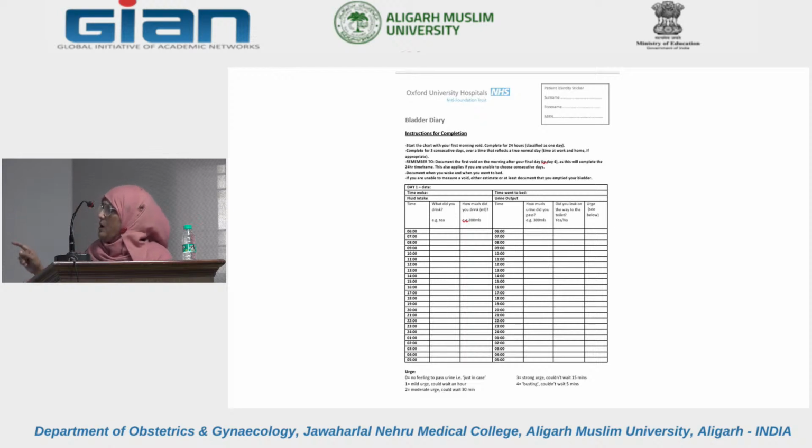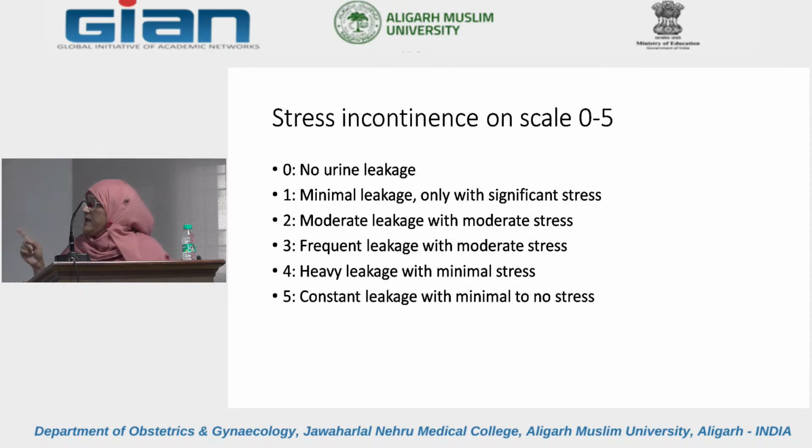That is, 0 to 4 is for urge incontinence. And for stress incontinence, if there is no leakage of urine, it is 0. 1 is minimal leakage only with significant stress. Then 2 is moderate leakage with moderate stress. 3 is frequent leakage with moderate stress. 4 is heavy leakage with minimal stress, that means severity has increased. And constant leakage with minimal or no stress at all is 5.